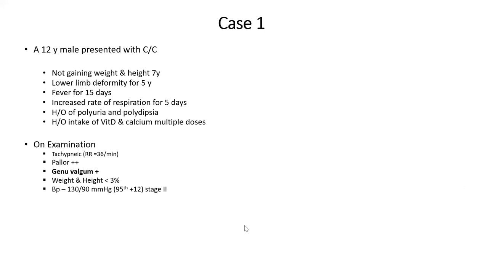There is a history of intake of vitamin D and calcium in multiple doses in the past. On examination, he is tachypneic, mild pallor is present, and genu valgum deformity is there. Weight and height are less than the third centile, he is stunted and wasted, and he has stage 2 hypertension.